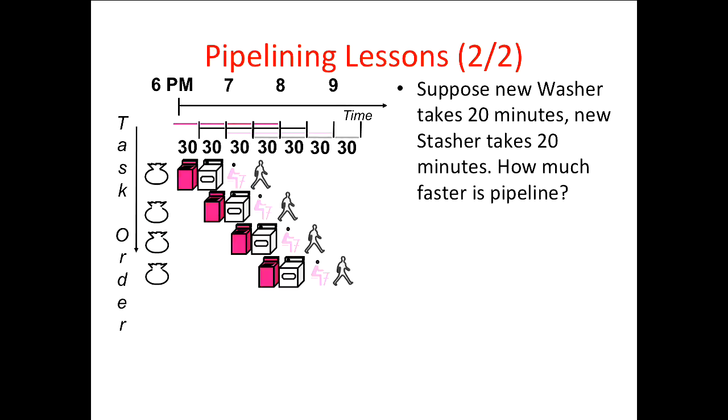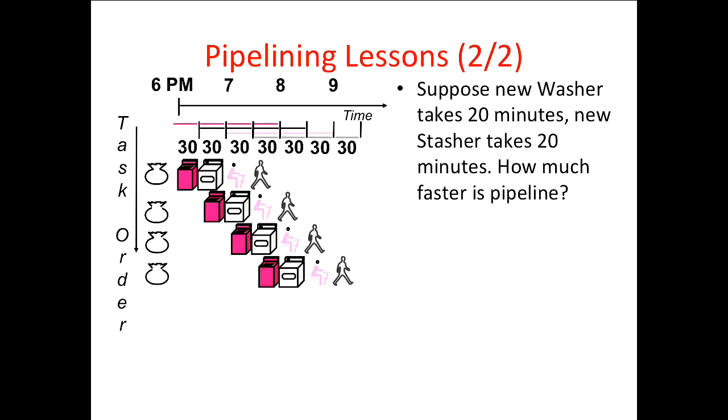Another thing with pipelining that's kind of awkward is it doesn't really help just to speed up one part of the process. Okay, so say I get a new washer that takes only 20 minutes, and I get somebody who's much better at stashing clothes. They only take 20 minutes. How much faster does the pipeline get? Runs at the same speed, right? Because I'm still waiting on the dryer and I'm still waiting on the folder.